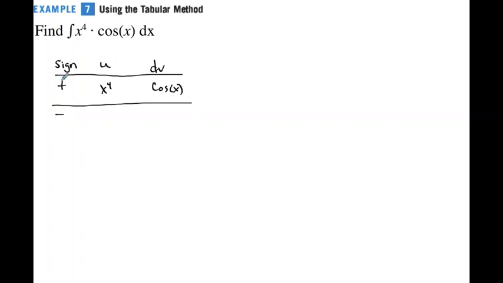And then the next row will be a minus. And with the u's, we usually find du's, the derivative. So u, du. So we want the derivative of x to the fourth, and that will give us 4x to the third. And with the dv's, we find v. That means the antiderivative. So the antiderivative of cosine of x is sine of x.